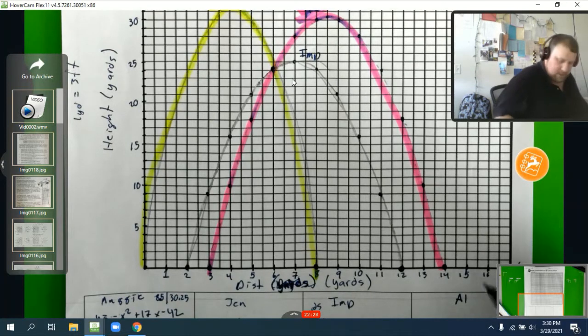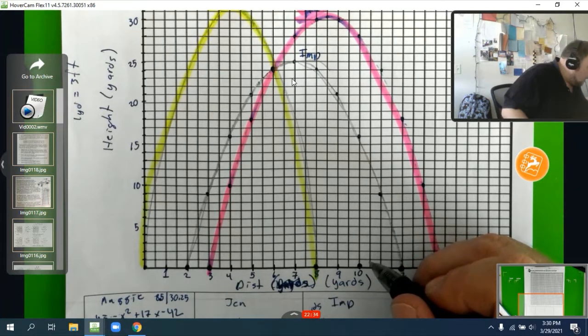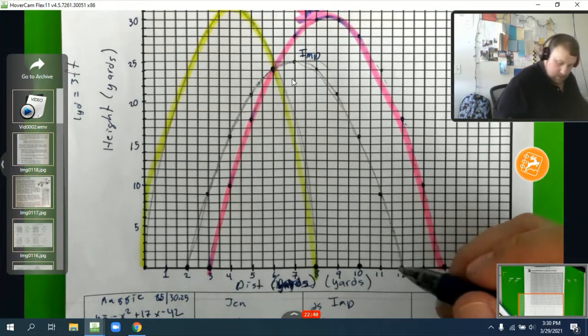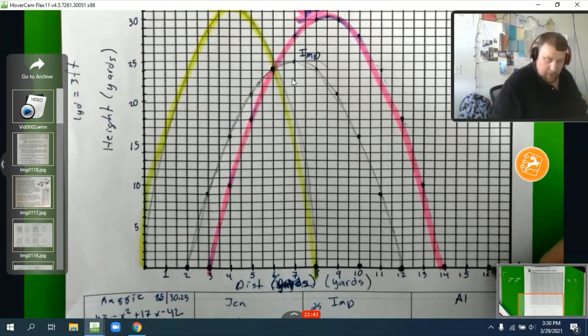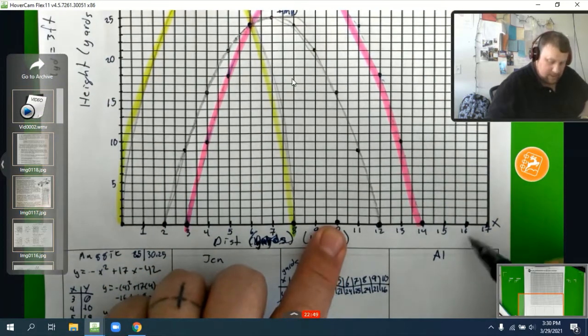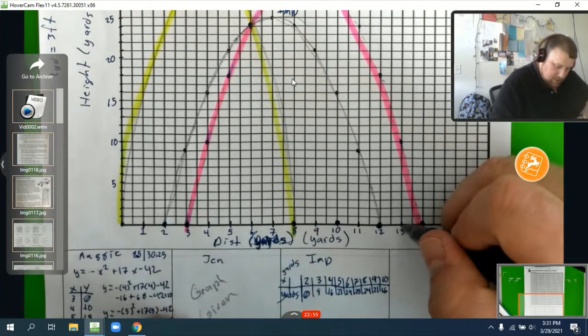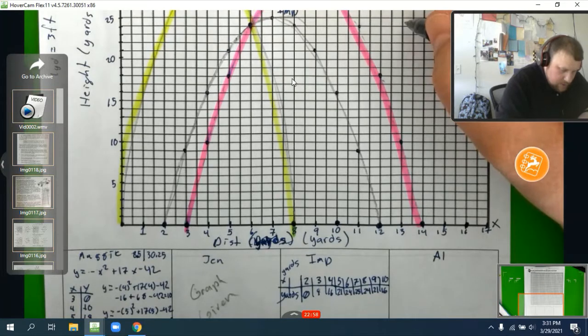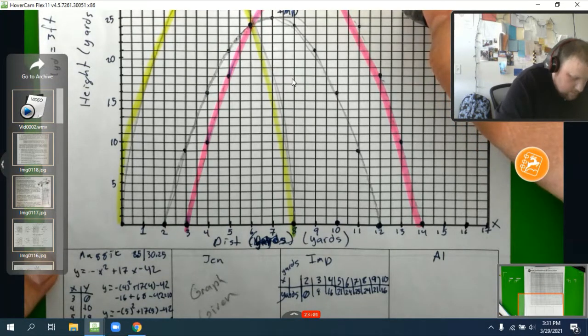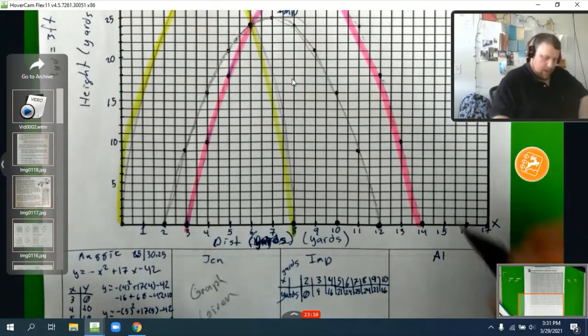Al releases the balloon from the 10-yard line, so he starts at the 10. Boom. And the balloon reaches a height of 27 yards and lands at the 16-yard line. You may be wondering, okay, a height of 27, where do you put it? Well, check it out. If he releases at 10, it lands at 16. What's in between 10 and 16? That'd be 13. So 13 is where it's going to be at its height of 27 yards, right there. So I don't even need the other points.